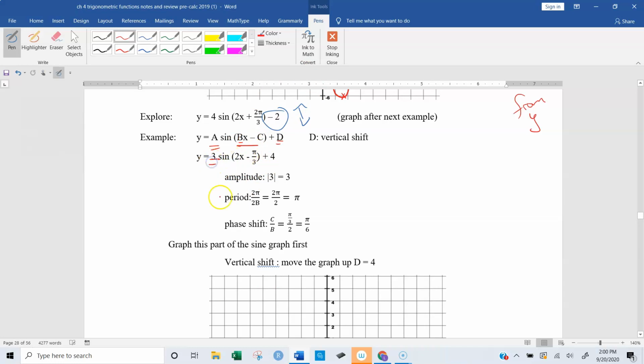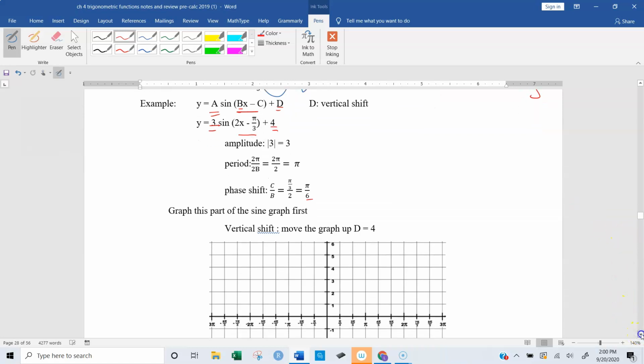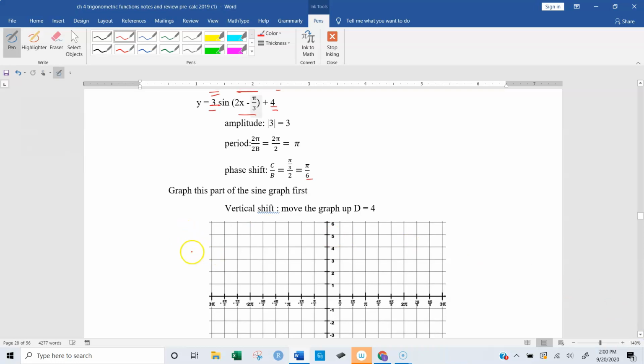So here your amplitude is 3. You take 2 pi divided by 2, and you get your period of pi. You take 2x minus pi over 3, set it equal to 0, and you will get pi over 6. And 4 is your vertical shift, and it's going to go up this time. So we would be up to 4.